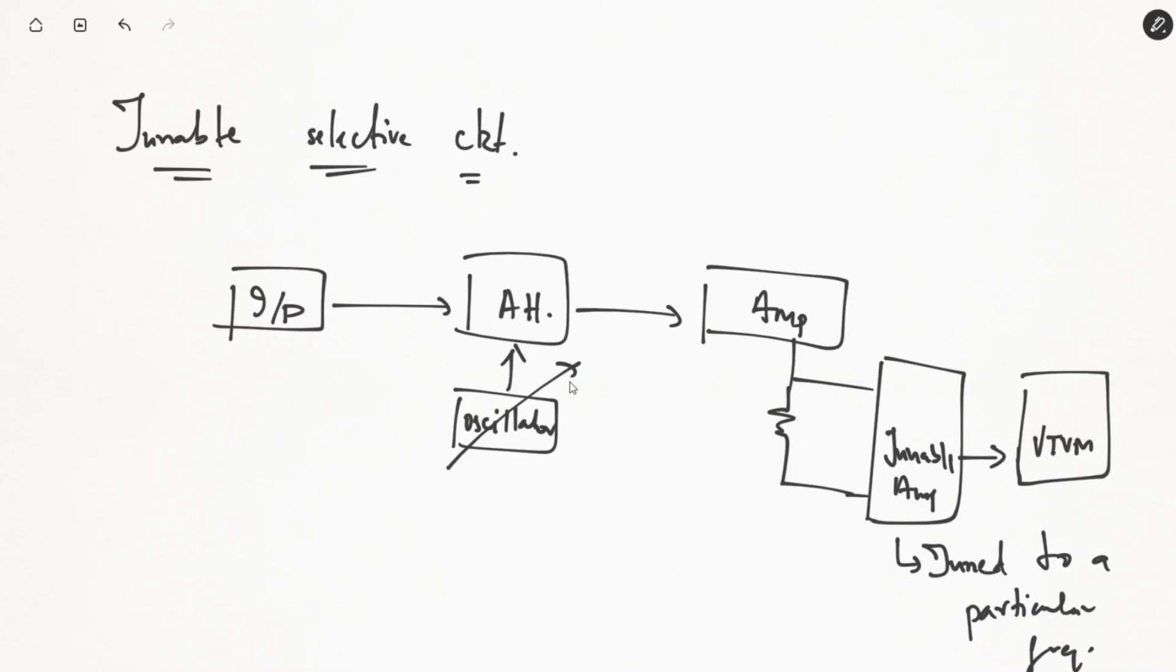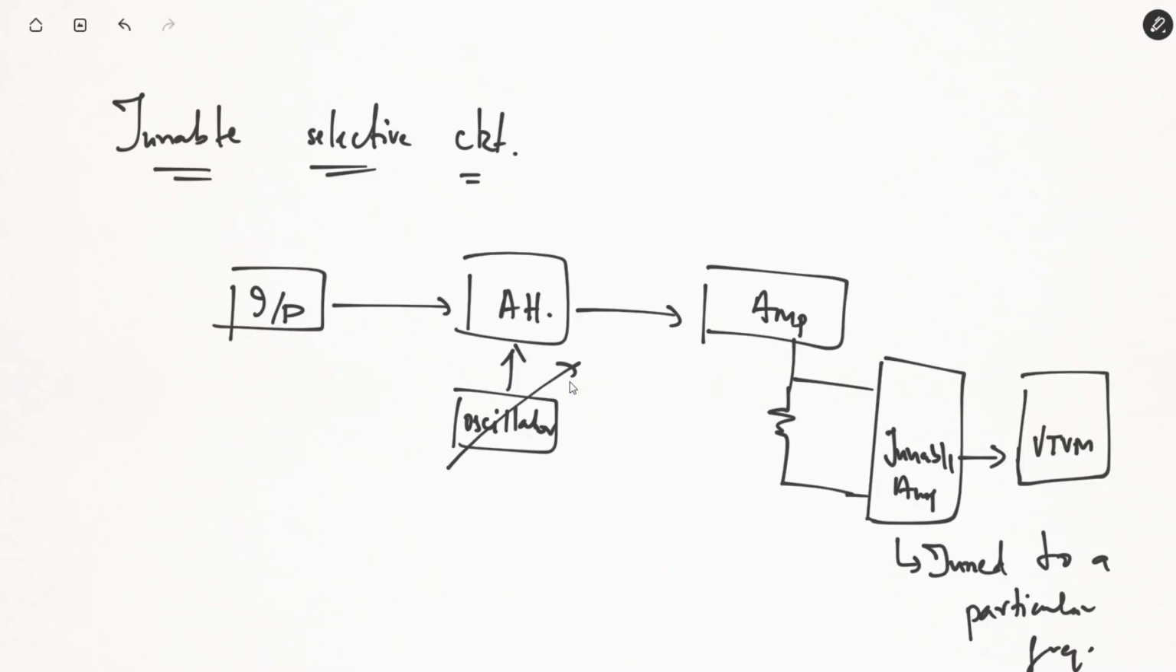From this attenuator, we are passing this on to an amplifier and then to a tunable amplifier. This tunable amplifier will be tuned to a particular frequency. So what will happen is, say for example, your amplifier will be tuned to 150 hertz.